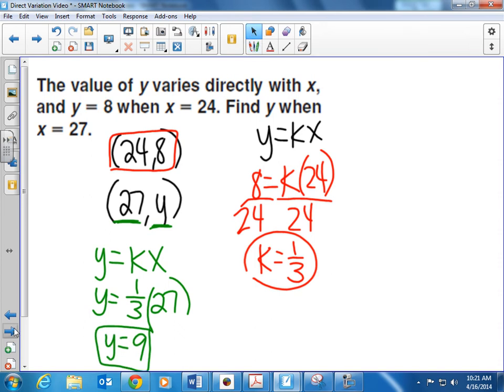That's all there is to it. Seems pretty simple. It goes right back to linear equations. It's just a special type. We'll practice this in class.